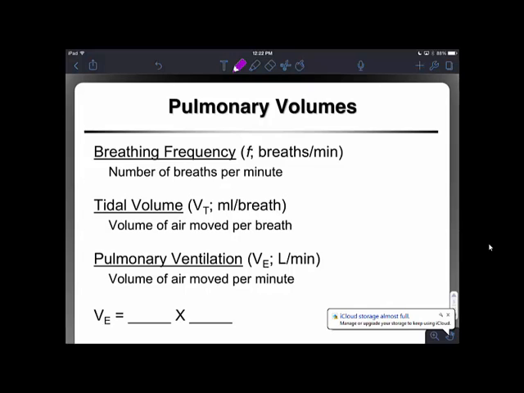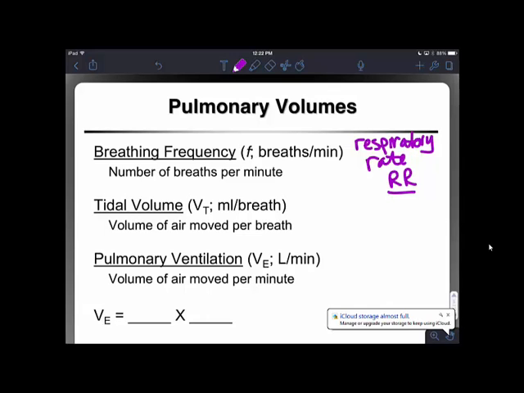All right, some basic definitions. Pulmonary volumes. Breathing frequency is the number of breaths that you take per minute. Okay, in a clinical setting, they call this respiratory rate, abbreviated RR. In physiology, for some reason, we don't usually use the term respiration rate. We use the term breathing frequency. So it's the number of breaths per minute.